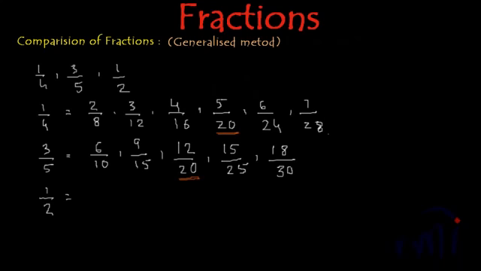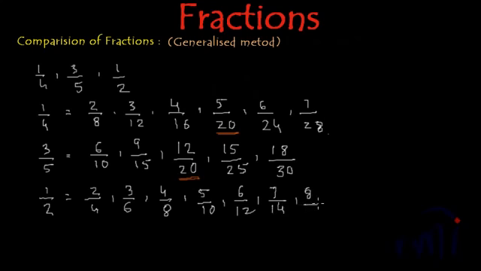Let's do the same procedure for 1 by 2 also. So if I multiply 1 by 2 in the numerator and 2 in the denominator, we will get 2 by 4. And if I multiply it by 3, we'll get 3 by 6. If I multiply it by 4, we are going to get 4 by 8. If I multiply it by 5, we'll get 5 by 10, 6 by 12, 7 by 14, 8 by 16, 9 by 18.